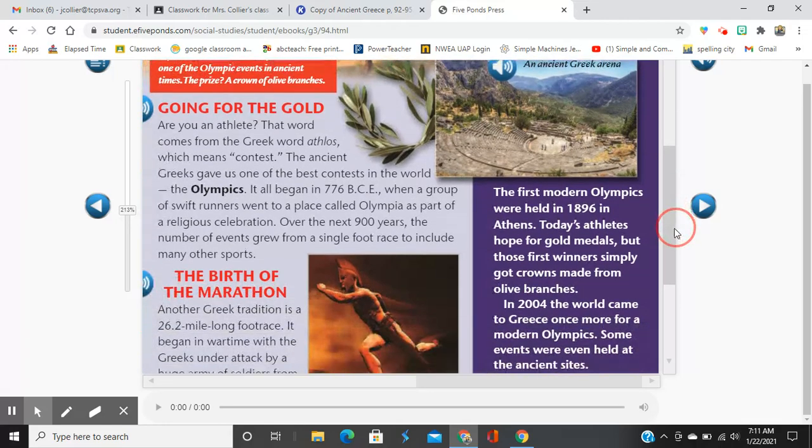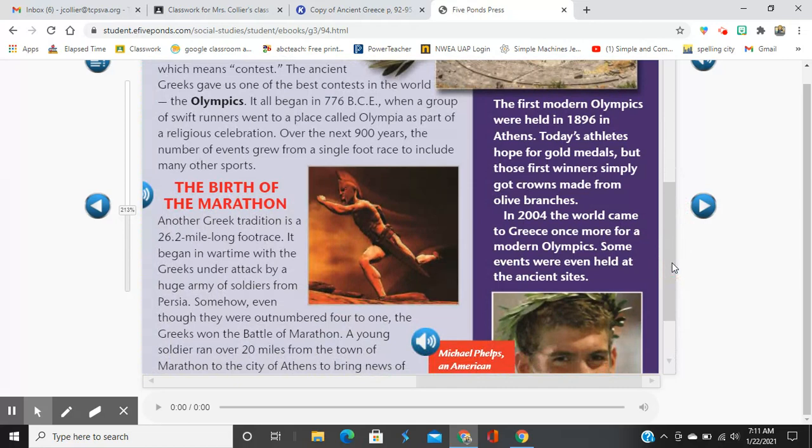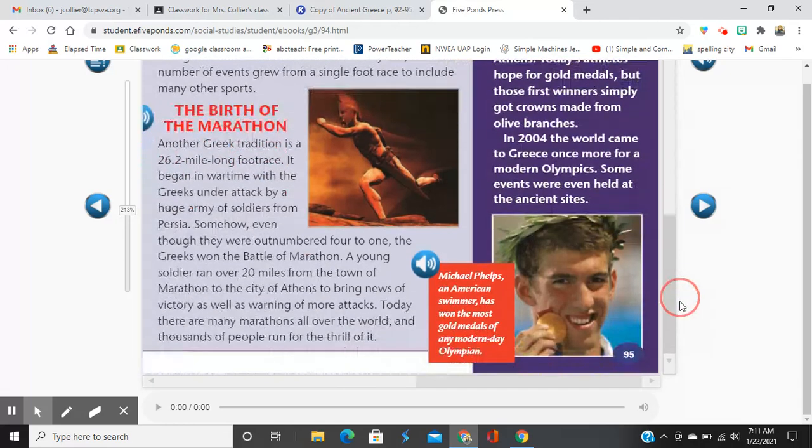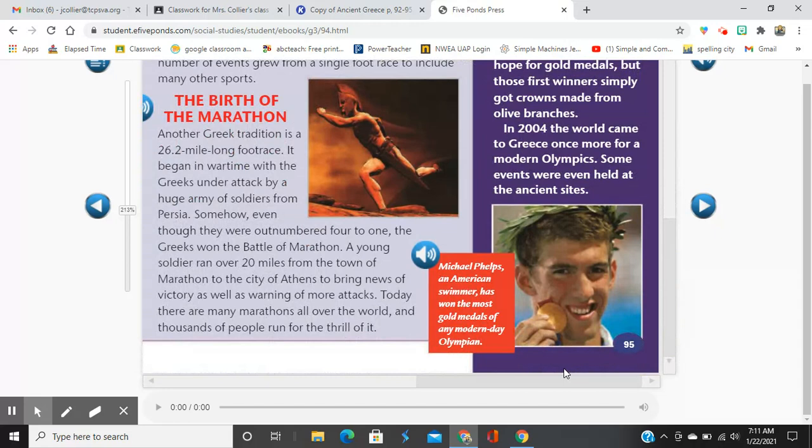It says the first modern Olympics were held in 1896 in Athens. Today's athletes hope for gold medals, but those first winners simply got crowns made from olive branches. In 2004, the world came to Greece once more for a modern Olympics. Some events were even held at the ancient sites. We have a photograph. It says Michael Phelps, an American swimmer, has won the most gold medals of any modern day Olympian, and he has an olive branch crown on as well.